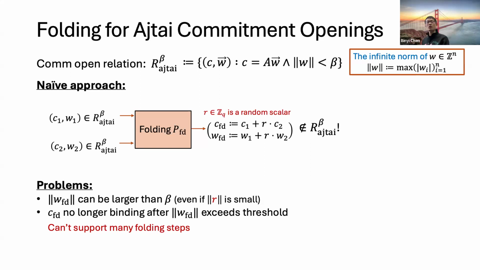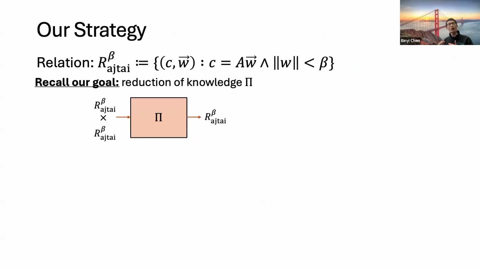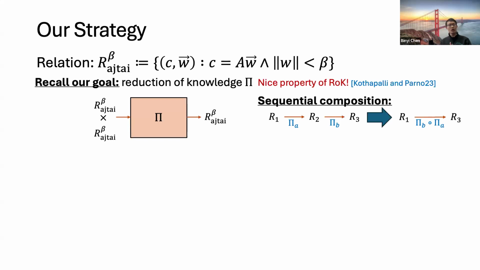So we want to achieve a stronger property. We want to make sure that after folding, the statements are still exactly in the same relation. To achieve that, our first thought is the following. We know that these w1, w2 have norm as large as beta. Why not refresh them a little bit and massage the input witnesses to make them even smaller before we do this random combination? However, to instantiate this intuition, we use a very nice property of reductions of knowledge, which is that they allow composition, as shown in this paper. Basically, suppose you have a protocol that reduces a relation R1 to R2, and another protocol that reduces R2 to R3. Then you just compose them together, and this gives you a reduction from R1 to R3.